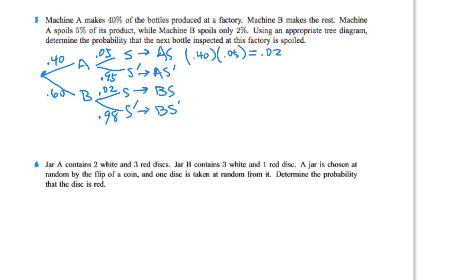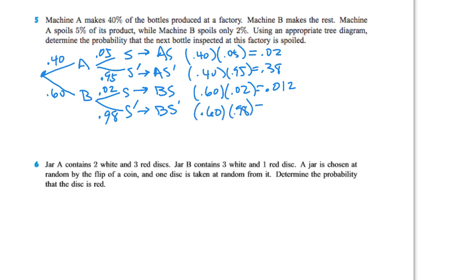The first is 0.02. The next branch, 0.38. The next branch, 0.012. Okay, so do check for yourself that you can see that the sum here is 1. All right, now I'll read the question. It says, determine the probability that the next bottle is spoiled.